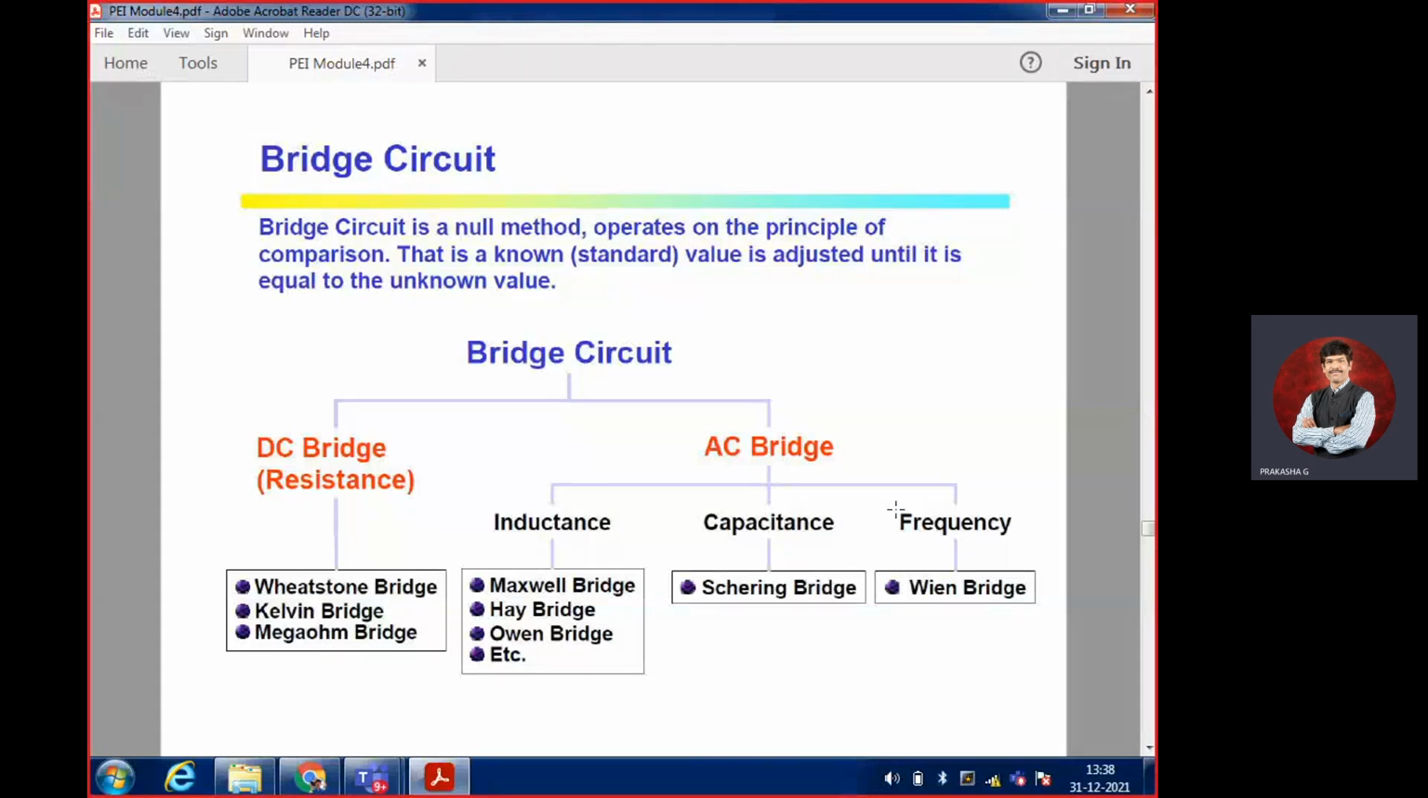The topic we are discussing is bridges. What is a bridge? What is the purpose of a bridge? Unknown values of what?